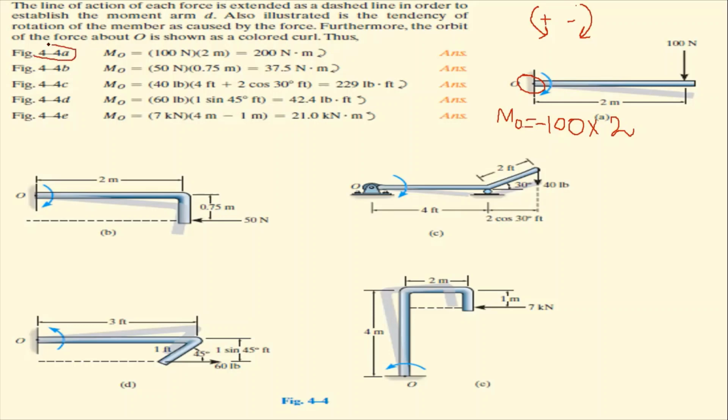You can understand this is the simple one. But for this case, this load is not directly acting on this line. In this case there is a vertical load, but here it is a horizontal load at some vertical distance, or you can say a perpendicular distance. So what you have to do is 0.75 multiplied by 50. When you rotate it, its rotation will be like this, because you are rotating it towards O. So it is again negative. You can see it is written here that its direction is negative.